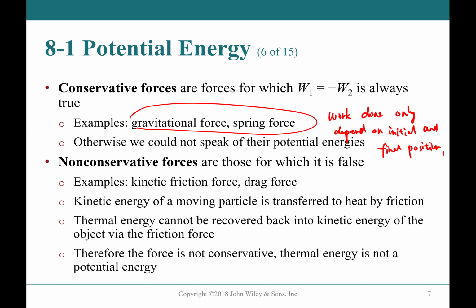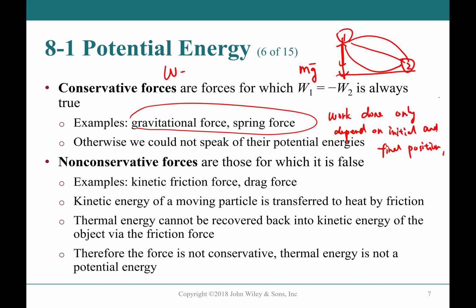Okay, it does not depend on the path. So it doesn't matter. For example, if you have object 1 going to object 2 here, maybe it's going this way, and going that way. No matter what happens, our gravitational force is always going down, and the work done equals mgd. So it depends on the vertical height.